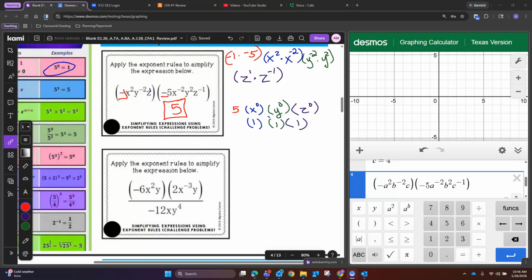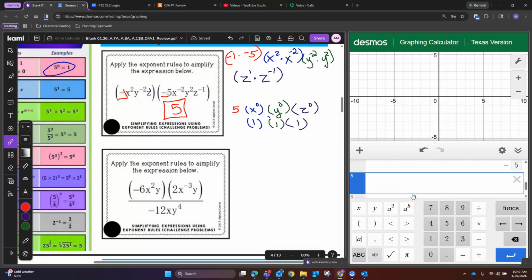We have negative 6x squared y times 2x to the negative 3y all over negative 12x to the fourth. I'm just going to keep these as a, b, and c when I put them into my calculator. All right, so one thing I could do is just run this through the calculator using a, b, and c. But let's practice with our exponent rules first. First thing we need to do is simplify the numerator before we can do anything else. All right, it's grouping. So this is like parentheses. Okay, so let's do the top.